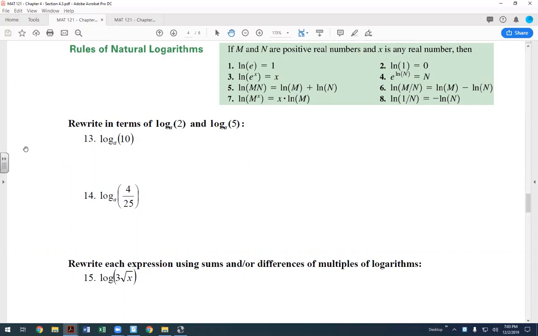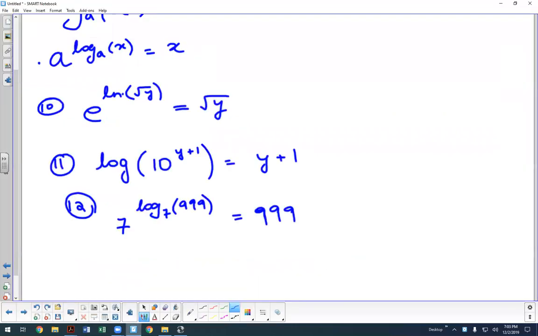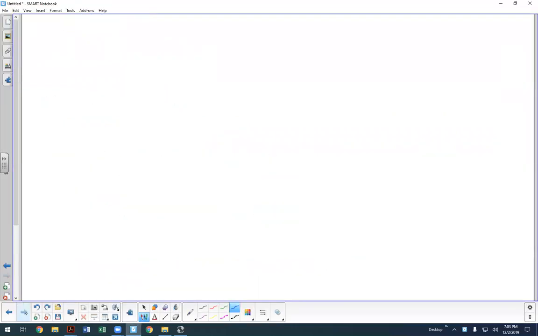So example 13 and 14 is kind of interesting. They're not just asking us to simplify. They are saying simplify your expression or rewrite them in terms of log of 2 with base a and log of 5 with base a. So they're specifically asking us to rewrite it in terms of these 2 logarithms using, of course, all of these different rules we have looked at. So let's start with number 13.